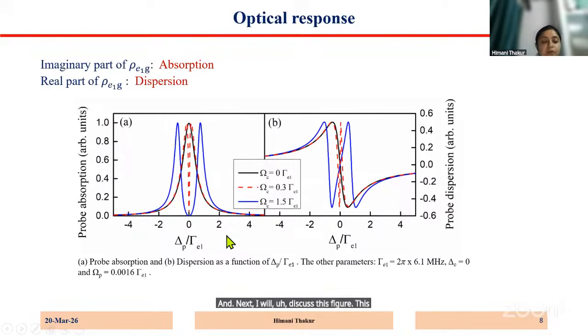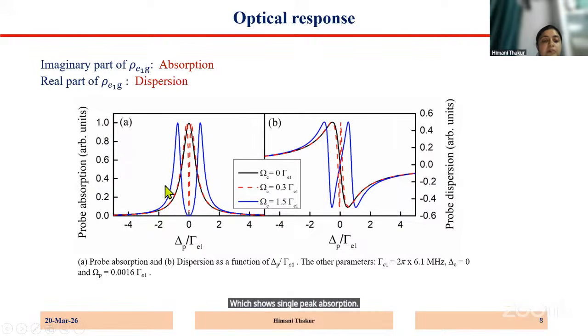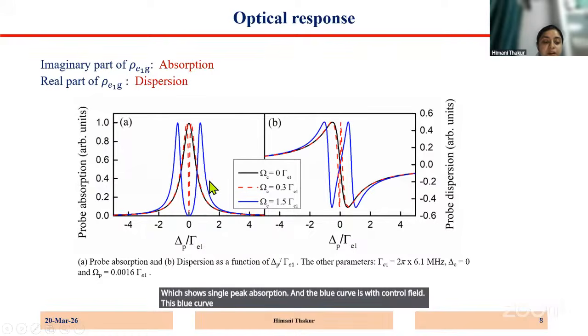This figure shows probe absorption versus detuning. Here, the black curve is without control field, which shows single peak absorption, and the blue curve is with control field. This blue curve splits into two peaks. A dip appears at the center, and this is EIT.